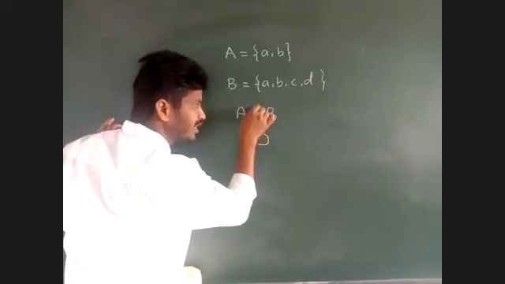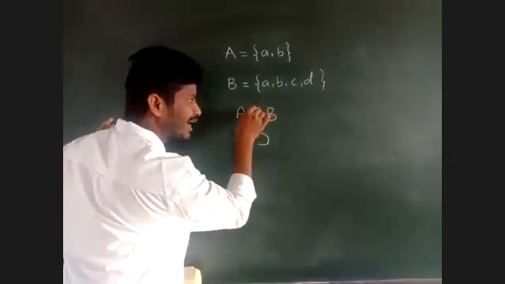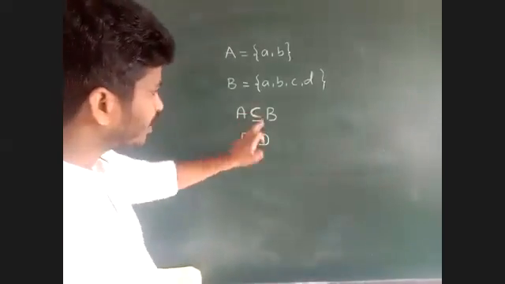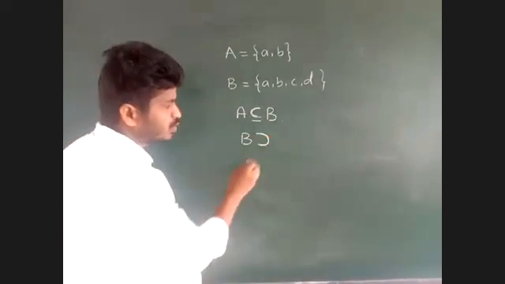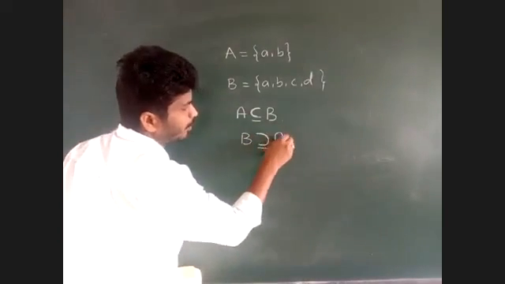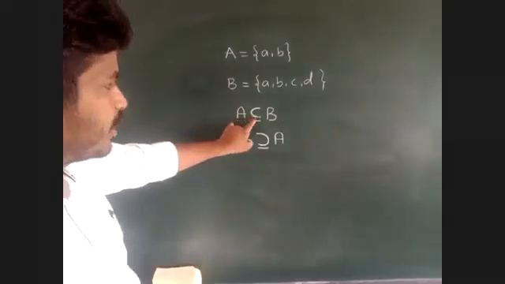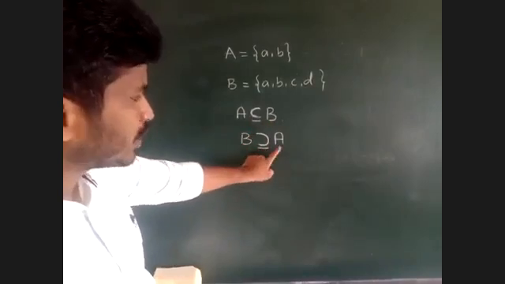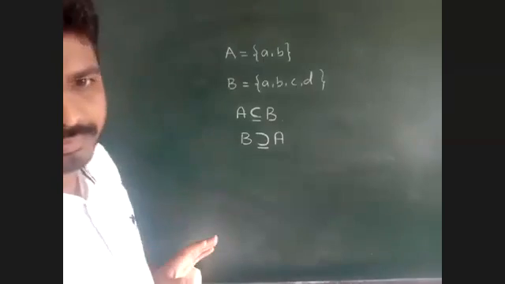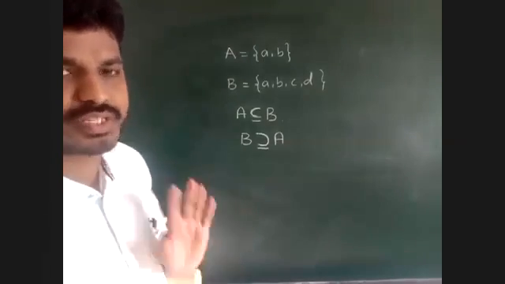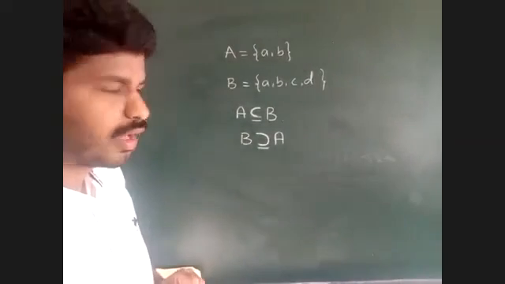B, this is the superset symbol. Actually we should write like C only, but we call it subset. The reverse of it is nothing but this symbol, which is called superset. B is superset of A. A is subset of B. B is superset of A. This is the symbolical form of subset and superset. Is it clear, all of you? Yes, sir.